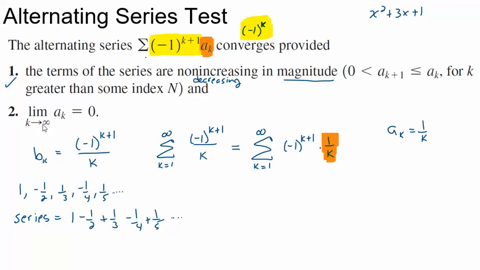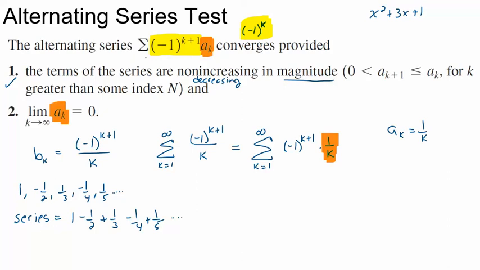Next thing we need to check is that the limit as k approaches infinity of a sub k equals 0. Remember that a sub k is basically our alternating series without the alternating part. It's this stuff over here. So a sub k is 1 over k. I already wrote that. We'll just use that again.